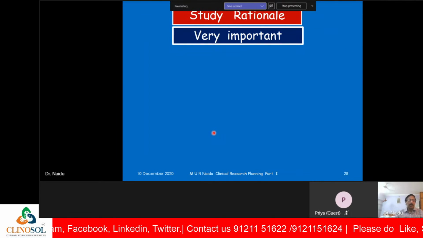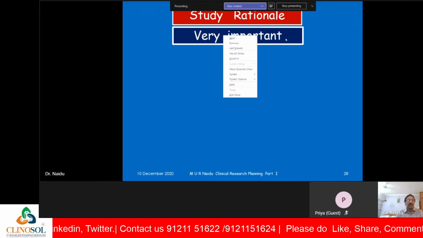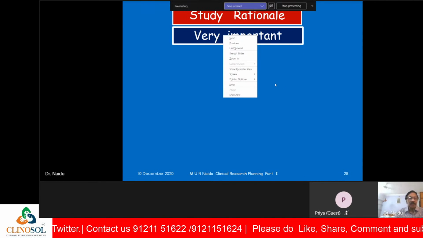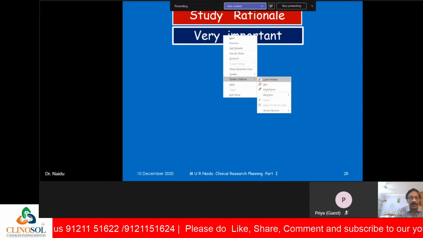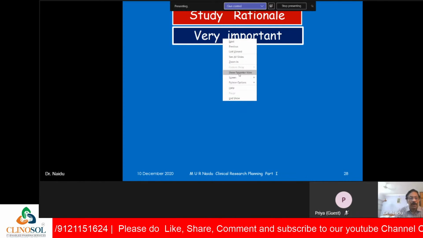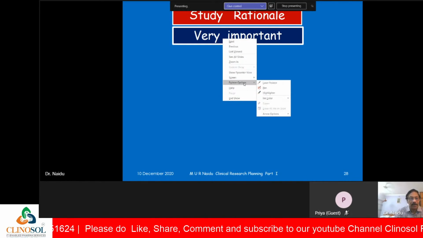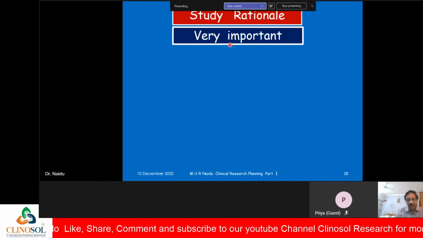Now, after the literature survey, everybody looked at what your rationale is. What is your rationale for that? You are actually looking for the important issue related to that particular thing, and having that is very important.